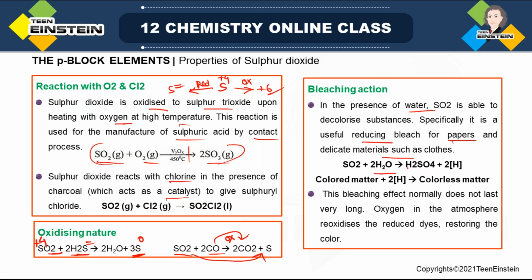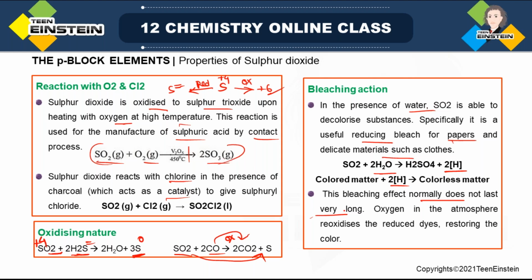So in presence of moisture, it is generating this nascent hydrogen, and this nascent hydrogen is actually responsible for bleaching action. Colored matter in presence of this nascent hydrogen, not oxygen, is converted to colorless matter. And one very important information here is that this bleaching effect is not permanent.